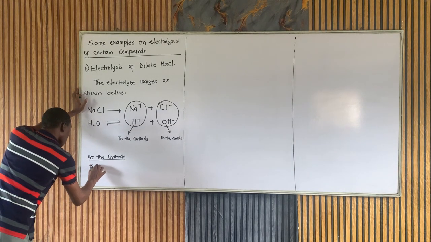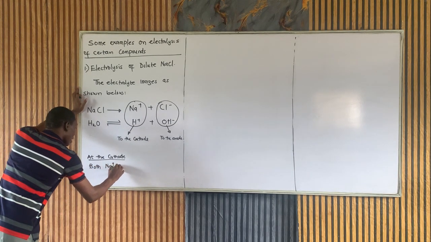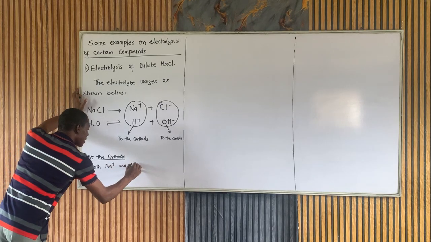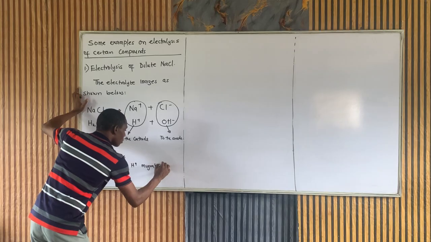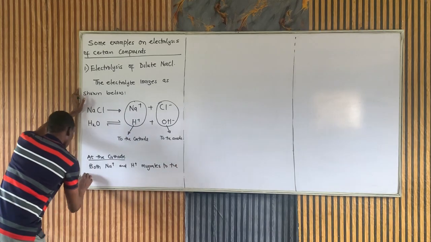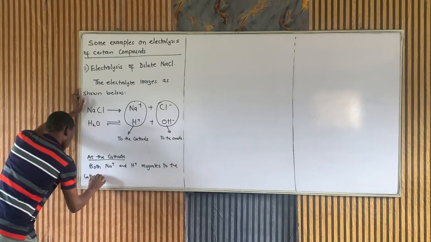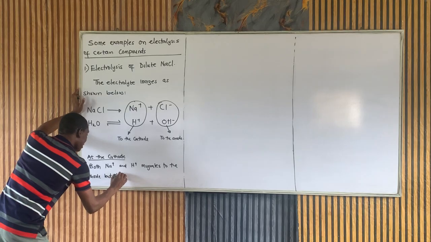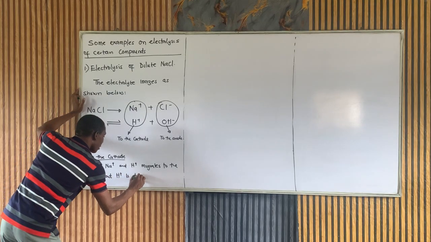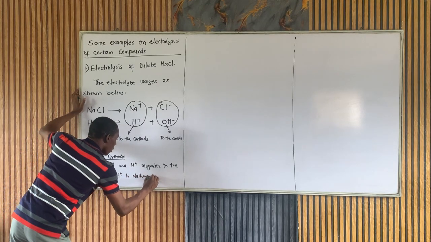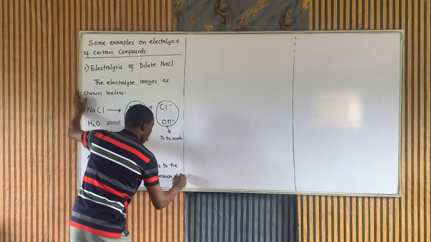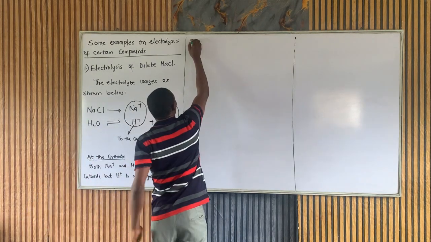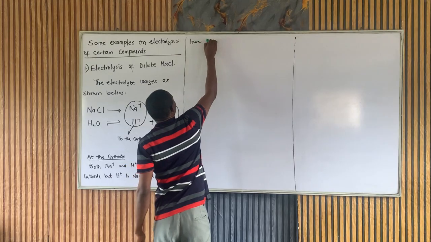Both sodium ion and hydrogen ion migrate to the cathode, but hydrogen ion is discharged because it is lower in the activity series.